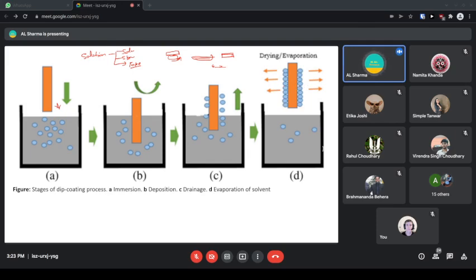The thickness of these films is controlled based on the speed of the substrate, how you immerse it and how you pull it back. At the same time, it depends on the dwell time, how much time you keep the substrate in the solution. On this basis, you prepare films using the dip coating technique. Here four steps are involved: first immersion, second deposition, third drainage, and last vacuum drying, which is the evaporation of the solvent.